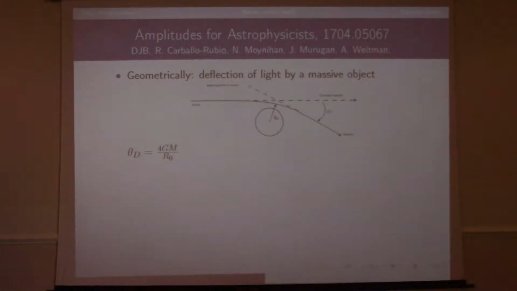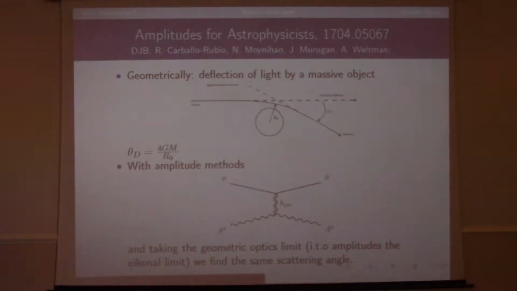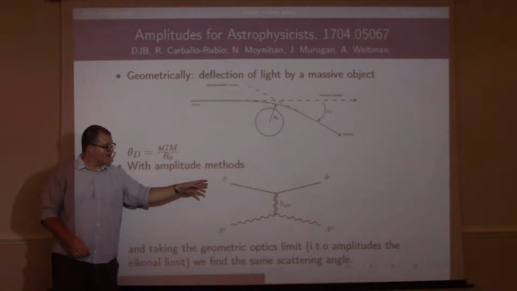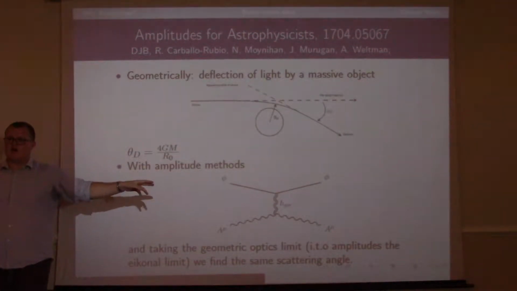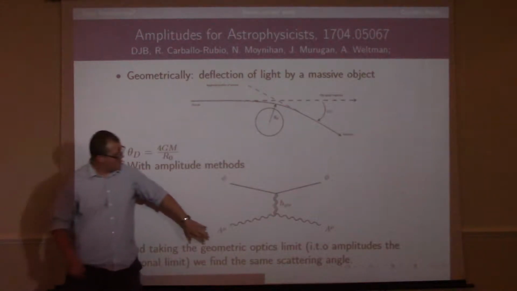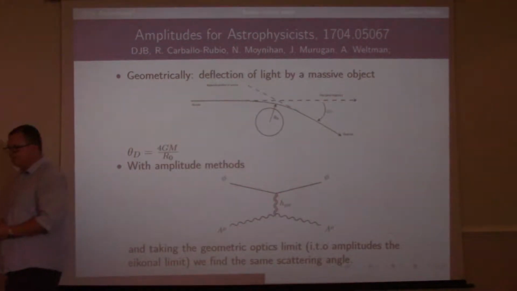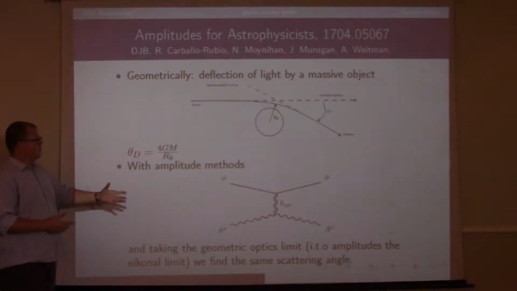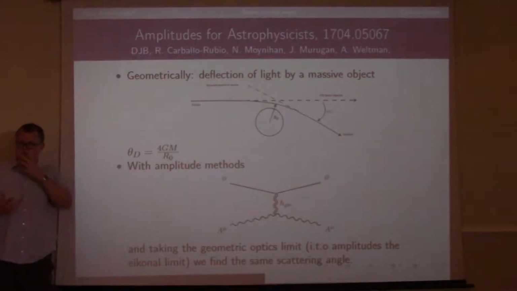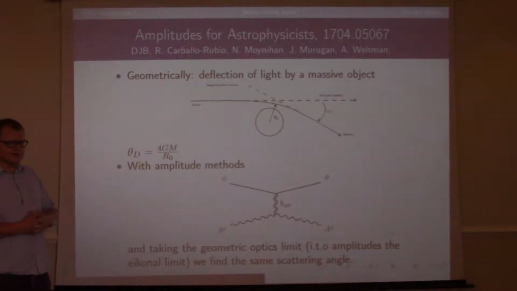But this is a large process, so we wouldn't think amplitudes are applicable. But modeling the black hole or star as a scalar, interacting via a graviton with a photon in the T-channel, we can, using these new methods, very easily calculate the same angle in the appropriate limit. The geometric optics limit in GR corresponds to the eikonal limit in this case, and we found this.